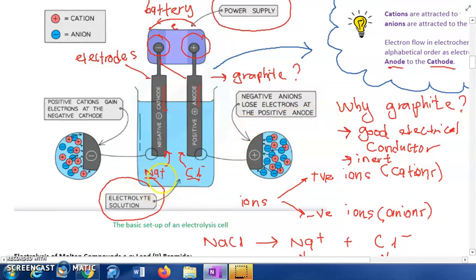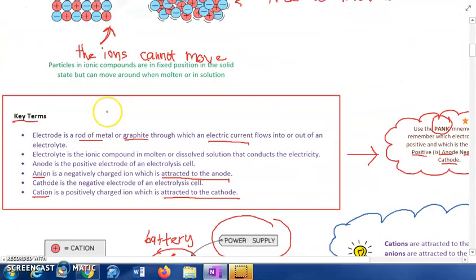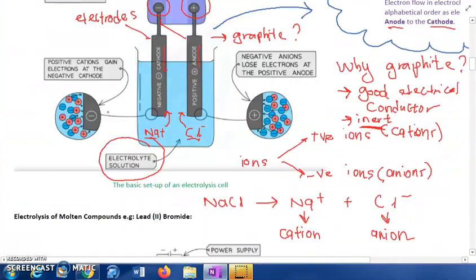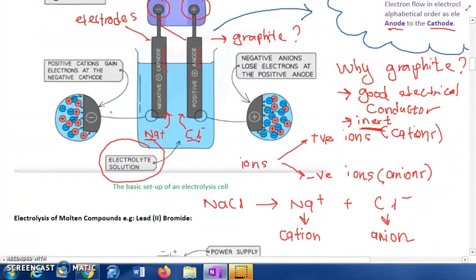Let's say in the solution here, I have the sodium ion and the chloride ion. The graphite will not react with the ions, because if they react, then it's going to disturb my electrolysis process, because there's a chance that you might get a new product during electrolysis. So we don't want that to happen. That's why it's very important to use an inert electrode during electrolysis. Okay, so these are some basic concepts about electrolysis that you need to know for today.